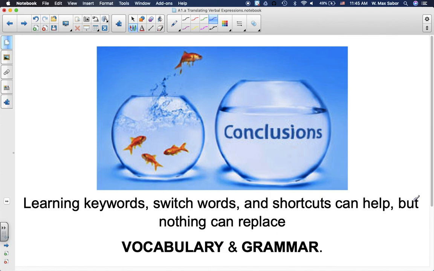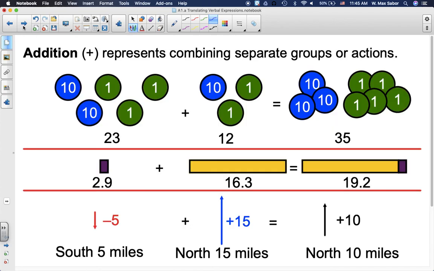Learning keywords, switch words, and shortcuts can help, but nothing can replace vocabulary and grammar. It is very easy to jump to conclusions, to try to skip over the thinking or skip over the language, but you have to know the language, specifically the vocabulary and grammar. If you're struggling with vocabulary or struggling with grammar, the math will be difficult for you.